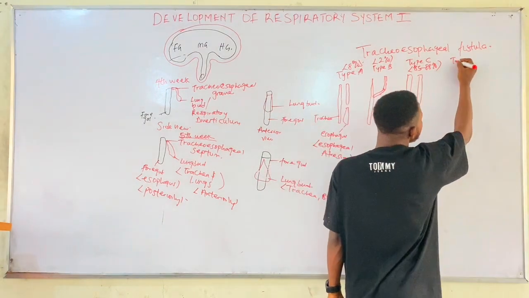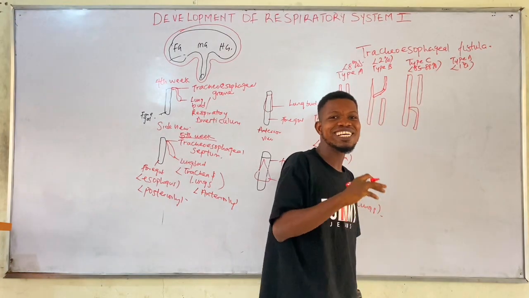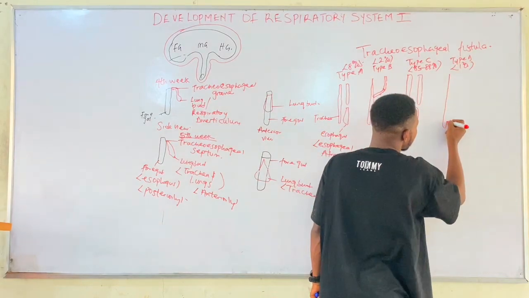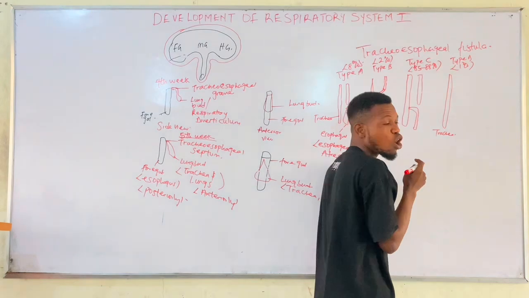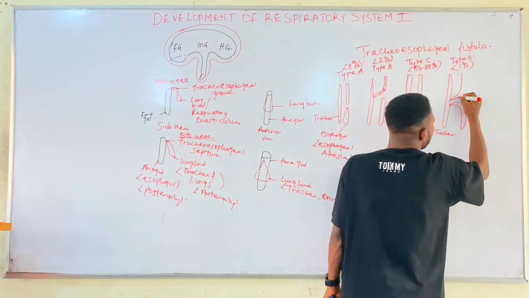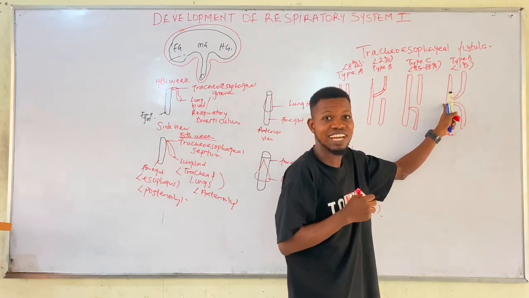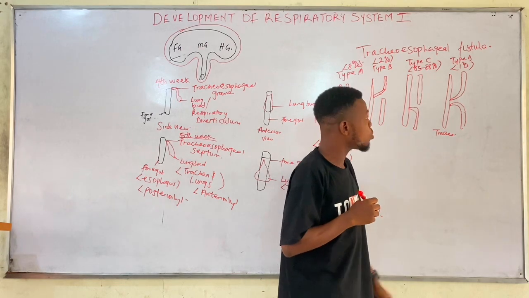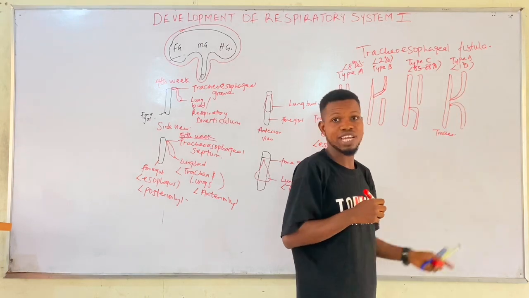Now for type D, this one occurs in 1% of cases. It is the rarest form of tracheoesophageal fistula. In that form, this is the trachea, and both ends of the esophagus are connected to it. Can you see now? That's what we call type D tracheoesophageal fistula. Both the upper end and the lower end of the esophagus are connected to the trachea, which is the windpipe.